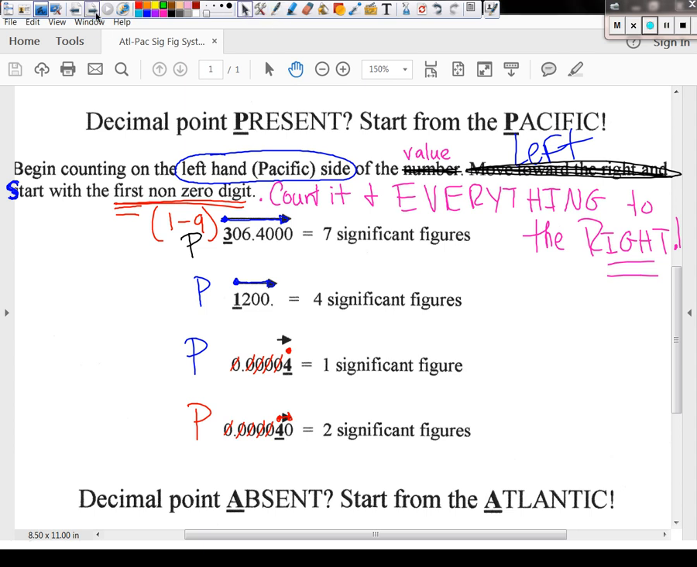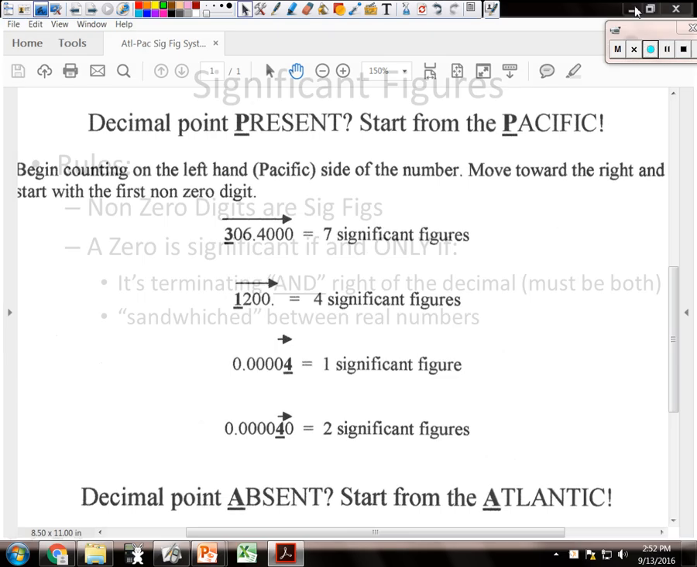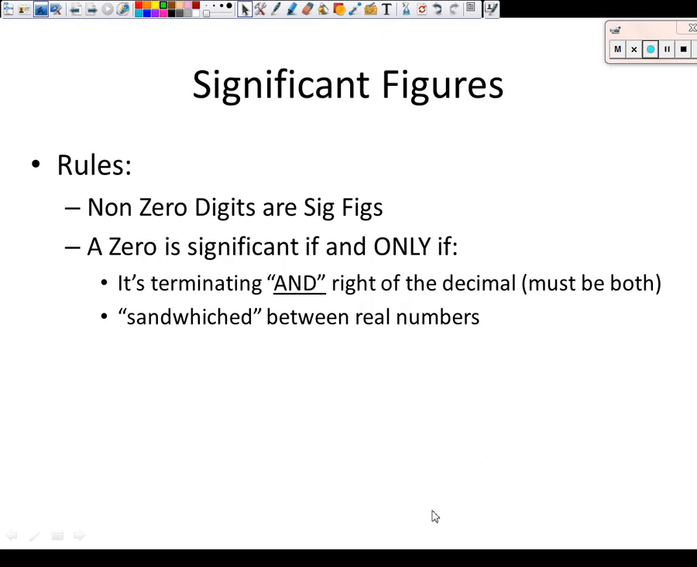If you go back to your rules, if I can get them up. Read this first bullet. If it's terminating, what does terminating mean? At the end. Is that 0 at the end? And right of the decimal. Is it right of the decimal? Then it is significant. So does the method match the rules? Yes. So now do you see why I don't make you memorize these? Because the method teaches you the rules?